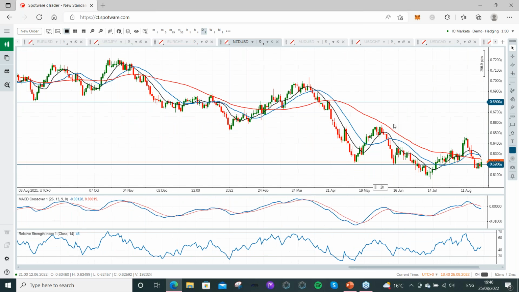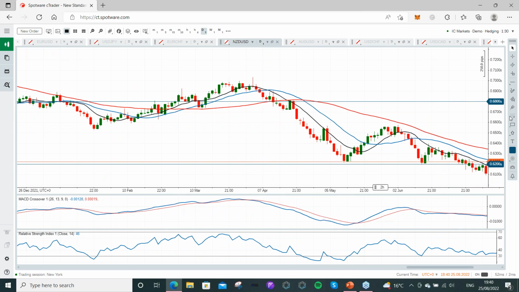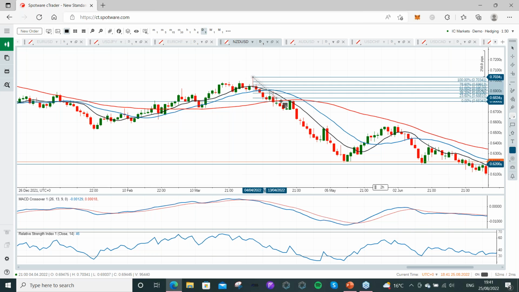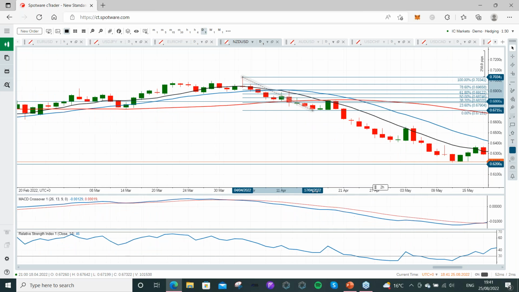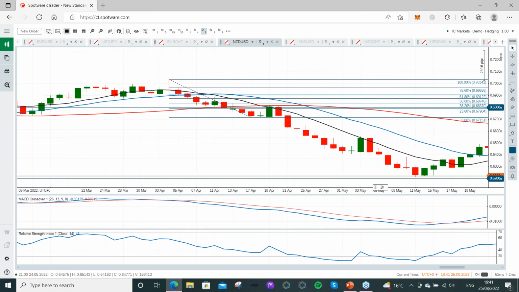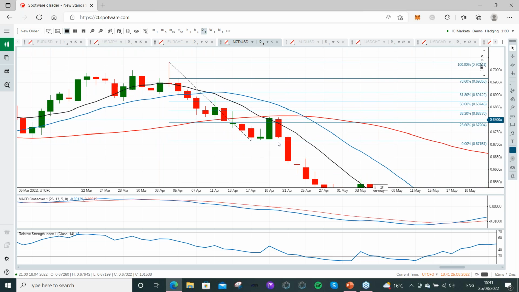Kiwi dollar on the daily time frame. This is another example of where we can use this for trend continuation over here. So we've got a high up here, pulling it down to the low. Let me zoom in a little bit so you can hopefully see that more clearly. That is a pullback to the 23.6% level and in the area of the 10 and 20 moving averages.